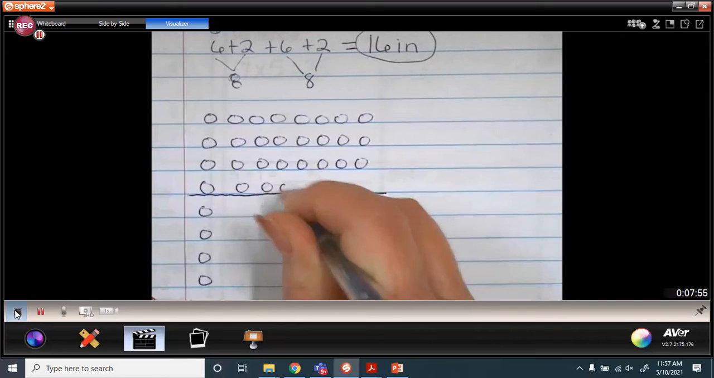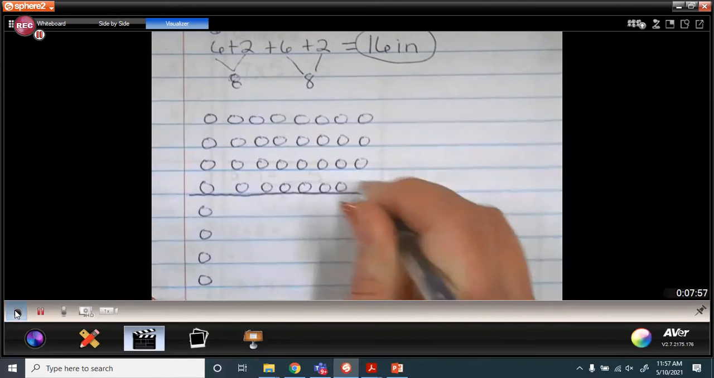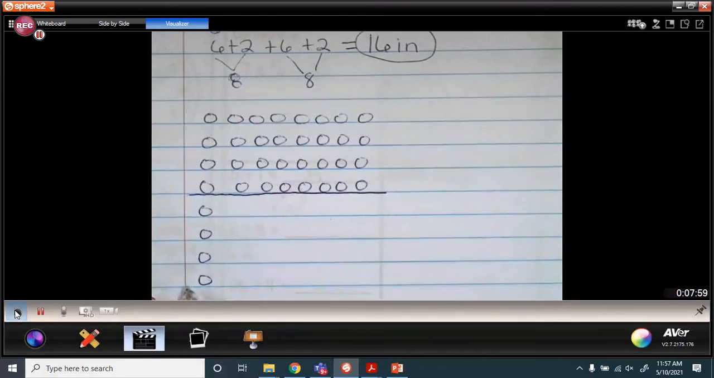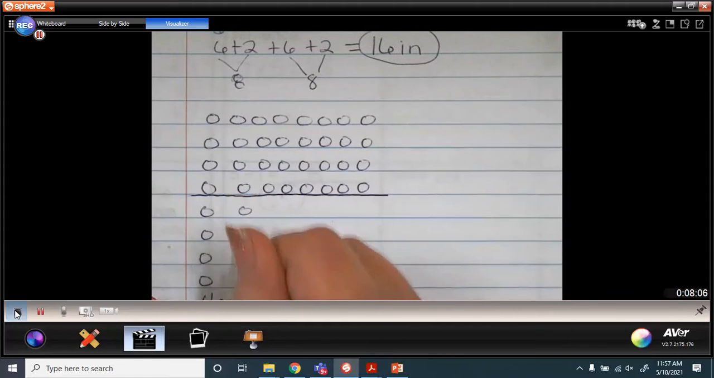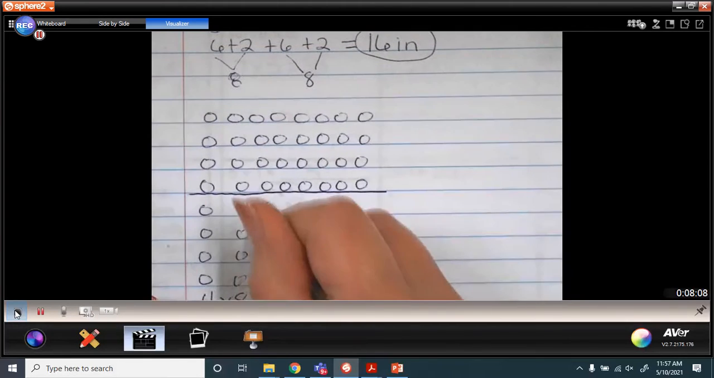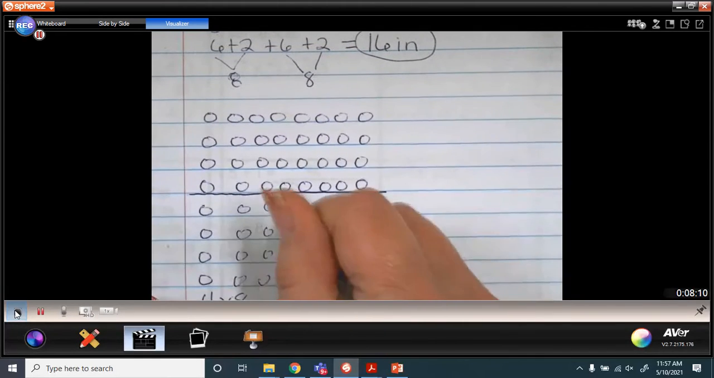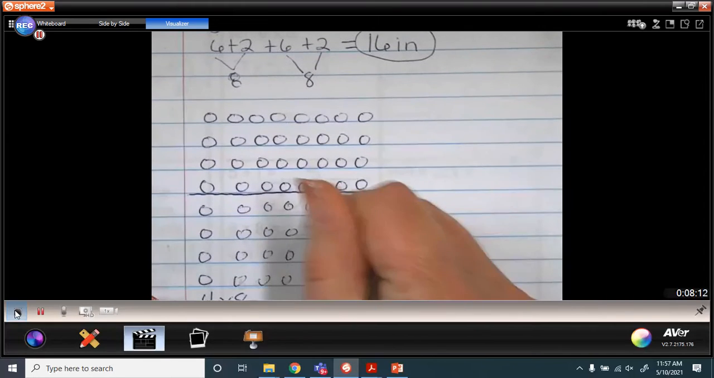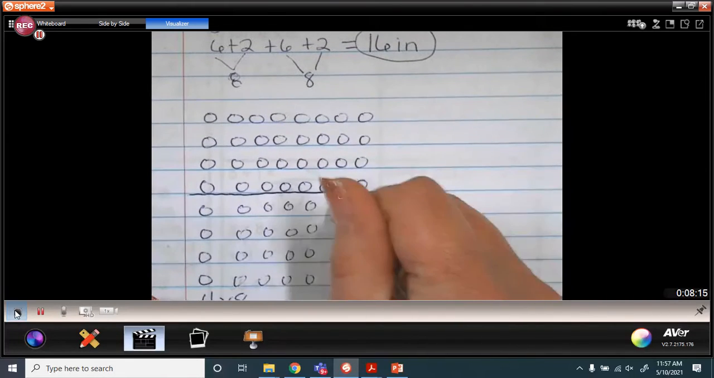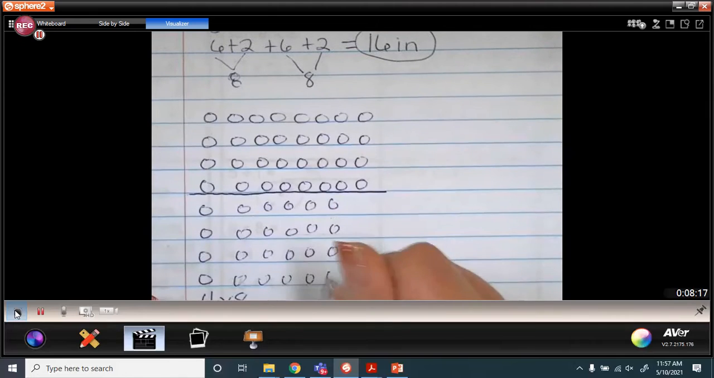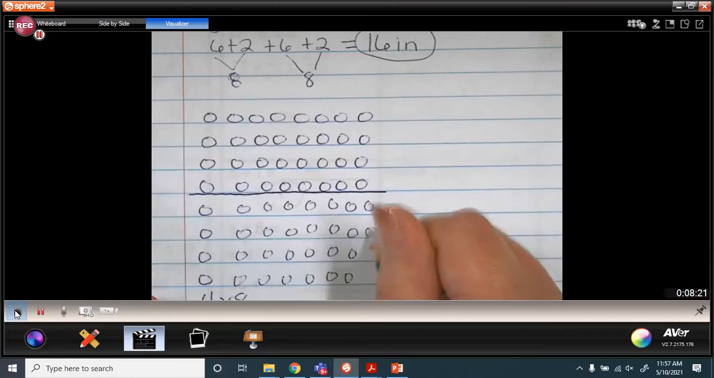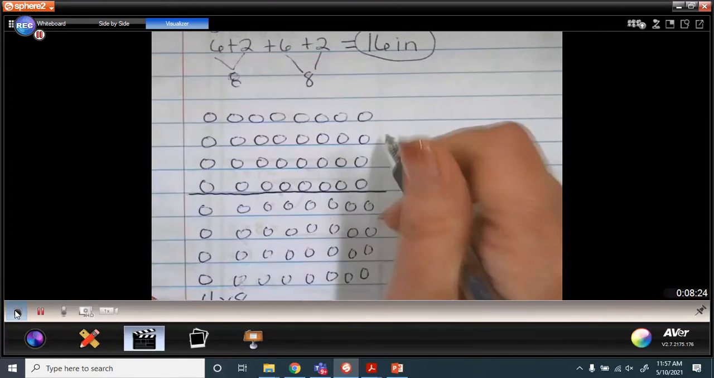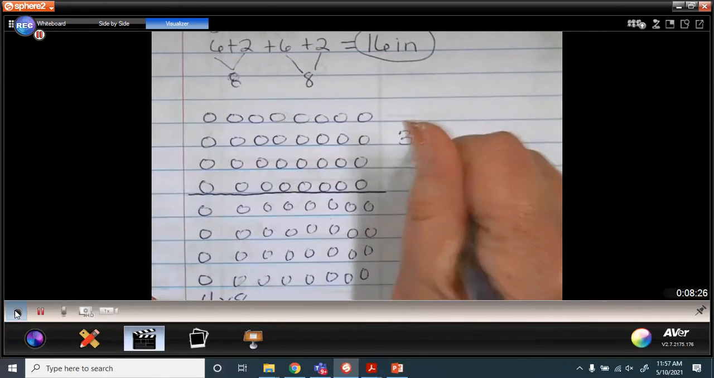But notice I have 8 total rows together, but I broke it up as 4 and 4. So I broke it up as 4 rows of 8 and another 4 rows of 8. And basically what I'm using is the break apart strategy to help me with knowing how many are going to be in here. Well, that's going to be 32.